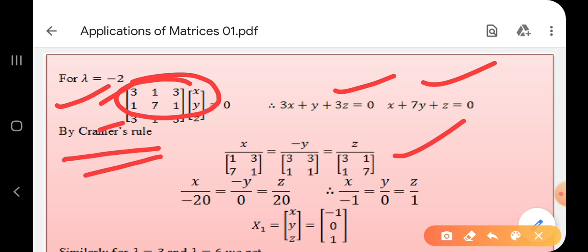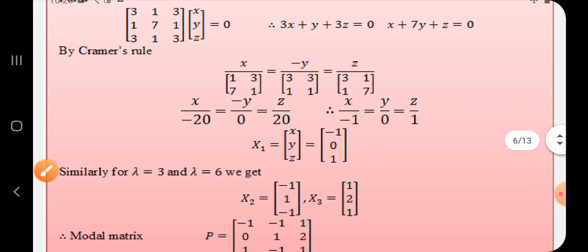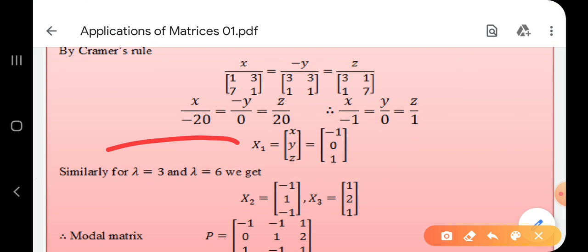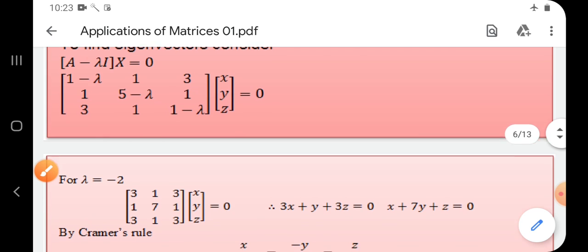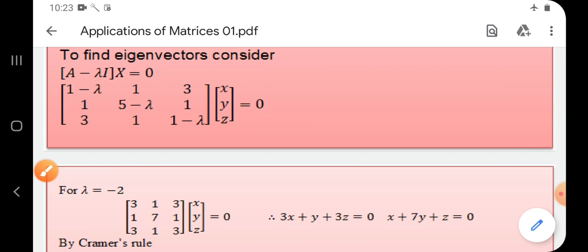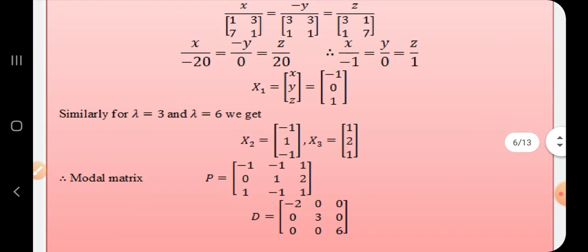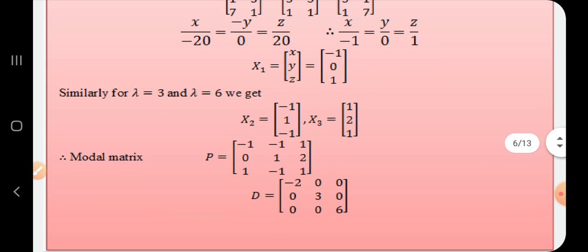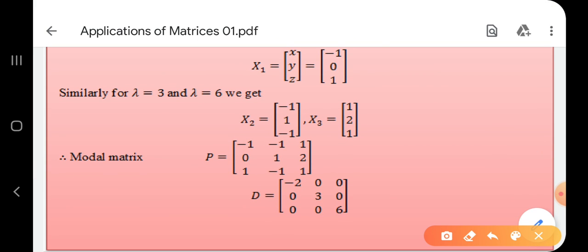Will you do it? We have practiced a lot to find eigenvectors. So find the eigenvector, it is minus 1 0 1. Correct. Now it is an exercise for you: do it for lambda equal to 3 and lambda equal to 6. The matrix A minus lambda I is already in your hand, just put lambda equal to 3 and 6 and do the calculation. You will get the remaining 2 vectors also, that are 1 minus 1 1 and 1 2 1.